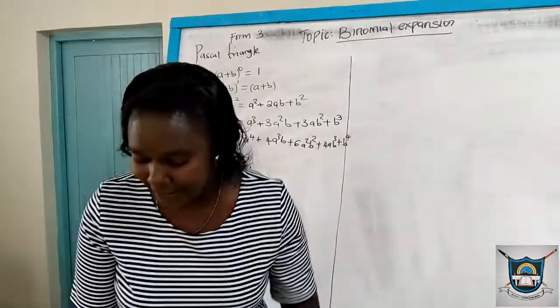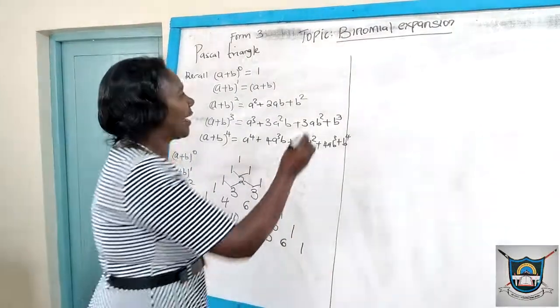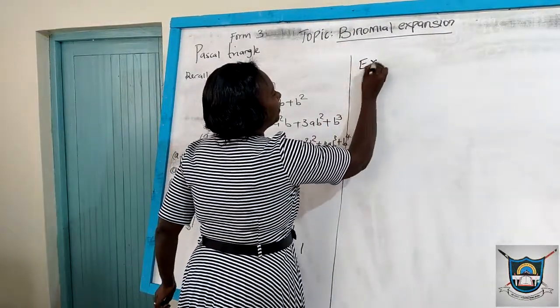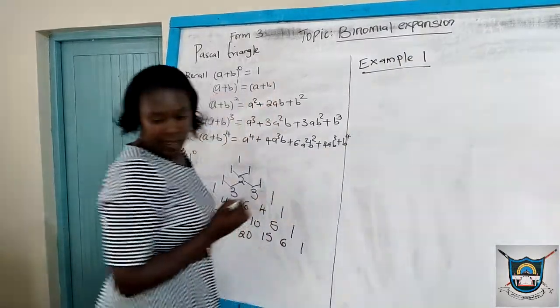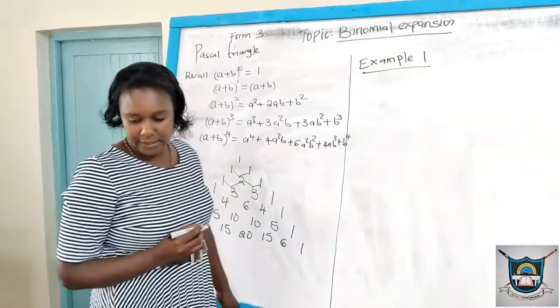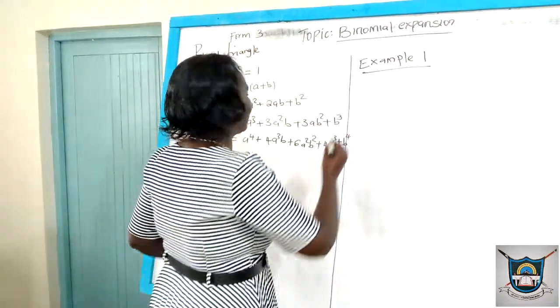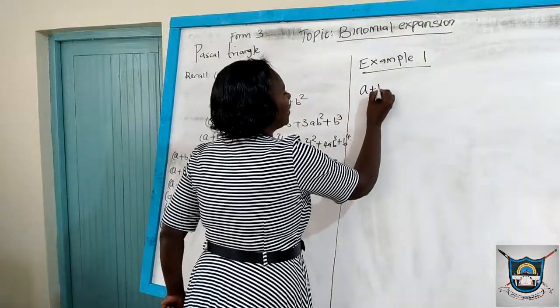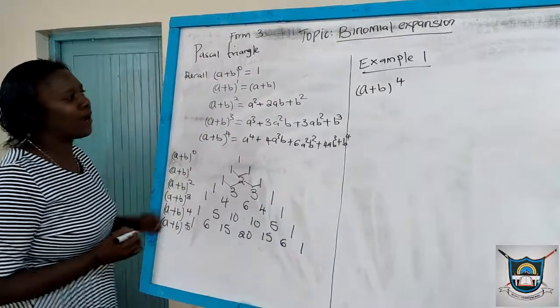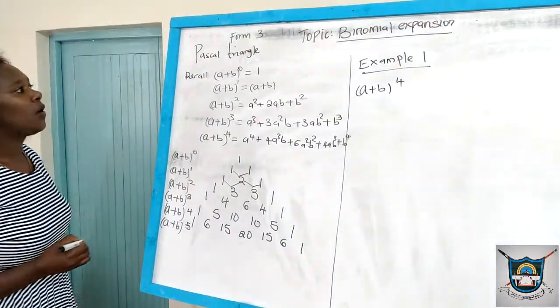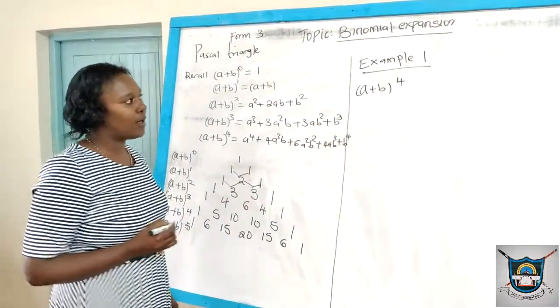So now we want to use that. We want to get an example, and we'll start with example 1. Our first example is, we can start with the lowest that we did here, (a + b) power 4. We want to expand that. Instead of doing the work that we did in the previous lesson, we can use binomial expansion.